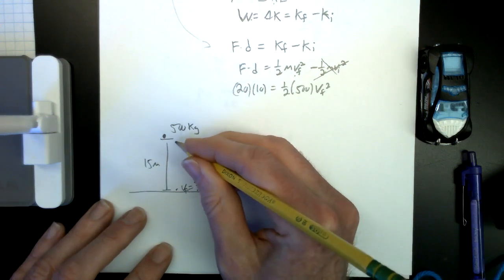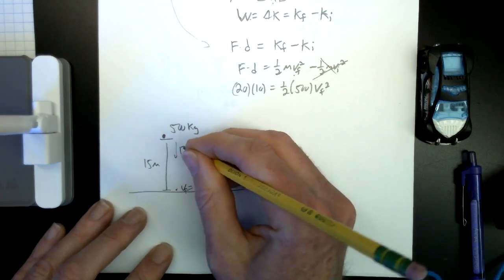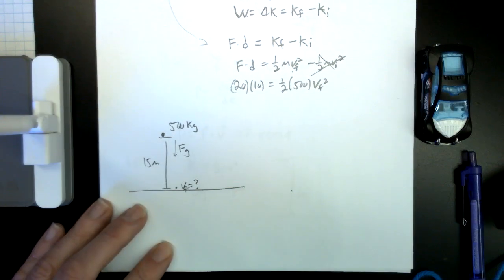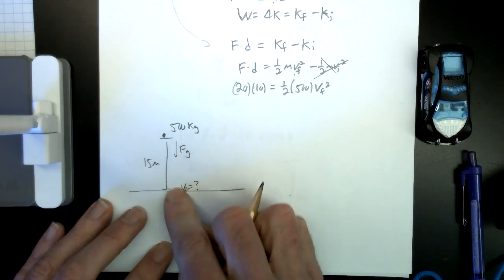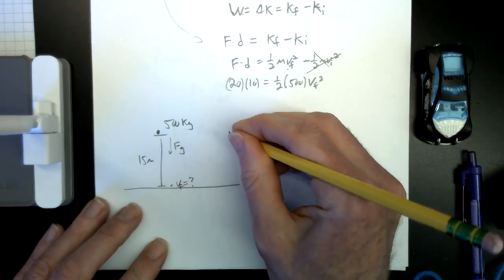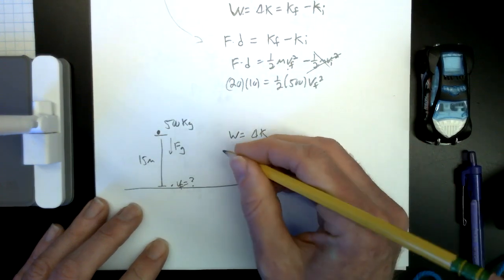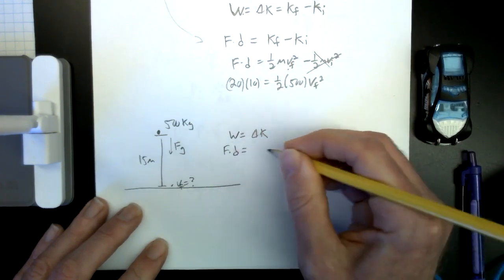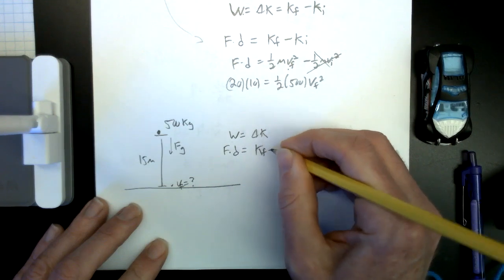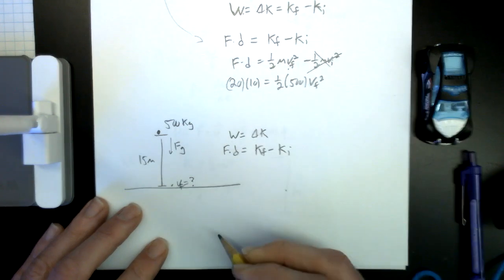So what's happening is, on the way down, gravity is exerting a gravitational force on the cow, and it's doing work to speed up the cow as it's going down. So I can say work is going to be my change in kinetic energy. That's just a force times the distance. And once again, this is my final kinetic energy minus my initial kinetic energy.